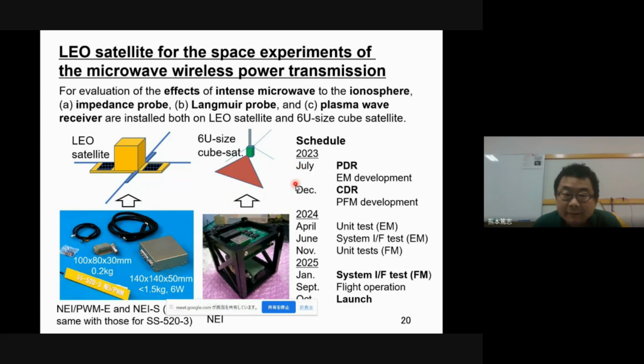And the development of such a downsized NEI is also performed in order to perform the observation planned in 2025.